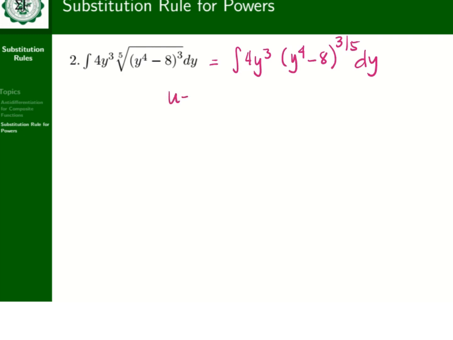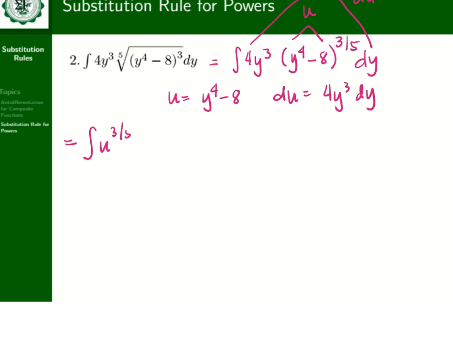So we let u be the base. So this is y raised to 4 minus 8. And then du is equal to 4y cubed dy. So observe that our base will be transformed into u, while 4y cubed dy together will form our du. So therefore, our given can be written as u raised to 3 over 5, and then 4y cubed dy is equal to du.